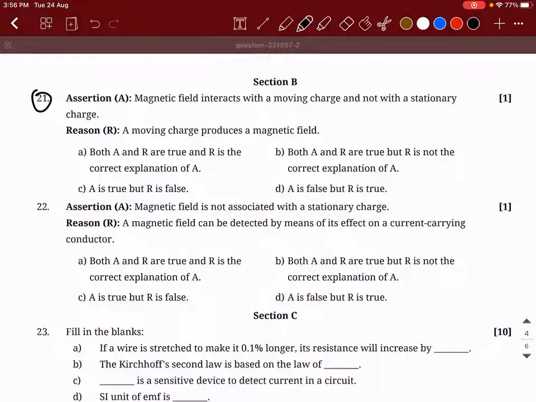Magnetic field interacts with moving charge and not with stationary charge. Is that right? Yes, sir, it's true. A moving charge produces a magnetic field. Is that right? True, sir. Is that the right explanation for it? Yes, sir.